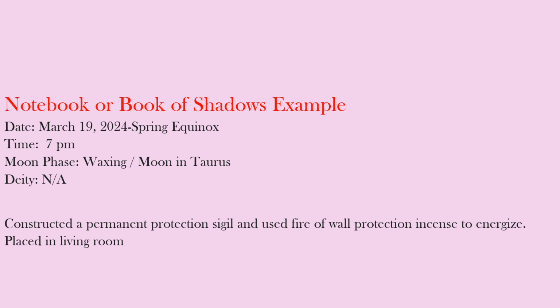So I'm listing the date, I'm listing the time, and I'm listing the moon phase. If you were working with a specific deity, perhaps praying to a specific deity, you might want to list that too. Also, I wrote down some basic notes about the sigil. I did not draw a copy of the sigil in the notation book. All I wrote is: constructed a permanent protection sigil and used fire of wall protection incense to energize, placed in living room.